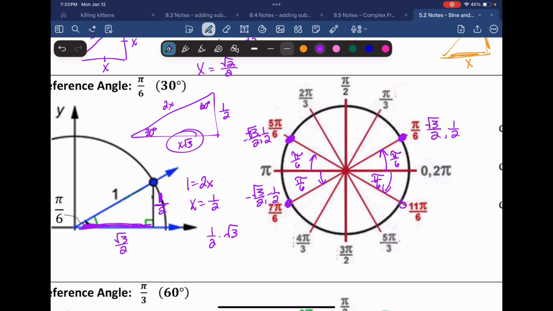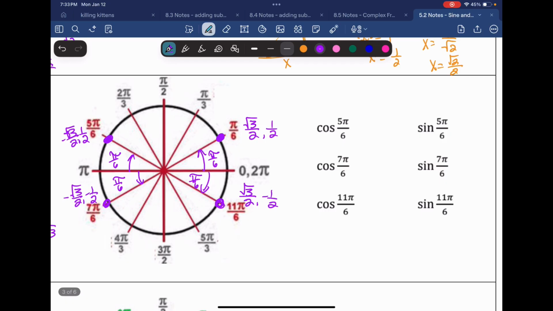And now we're down at 11 pi over 6. X is positive. Y is negative. Okay, so I'm looking at cosine 5 pi over 6. 5 is 1 less than 6. This is quadrant 2, and I'm looking for the x coordinate. All right, well, x is always root 3 over 2. And in quadrant 2, your x is negative.